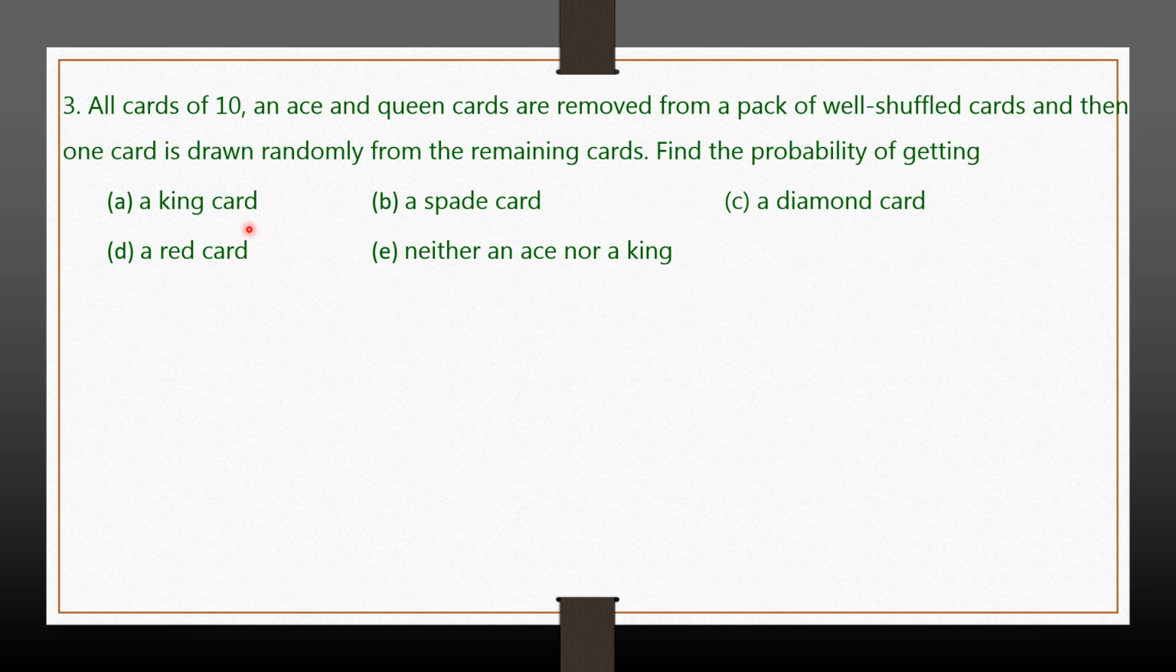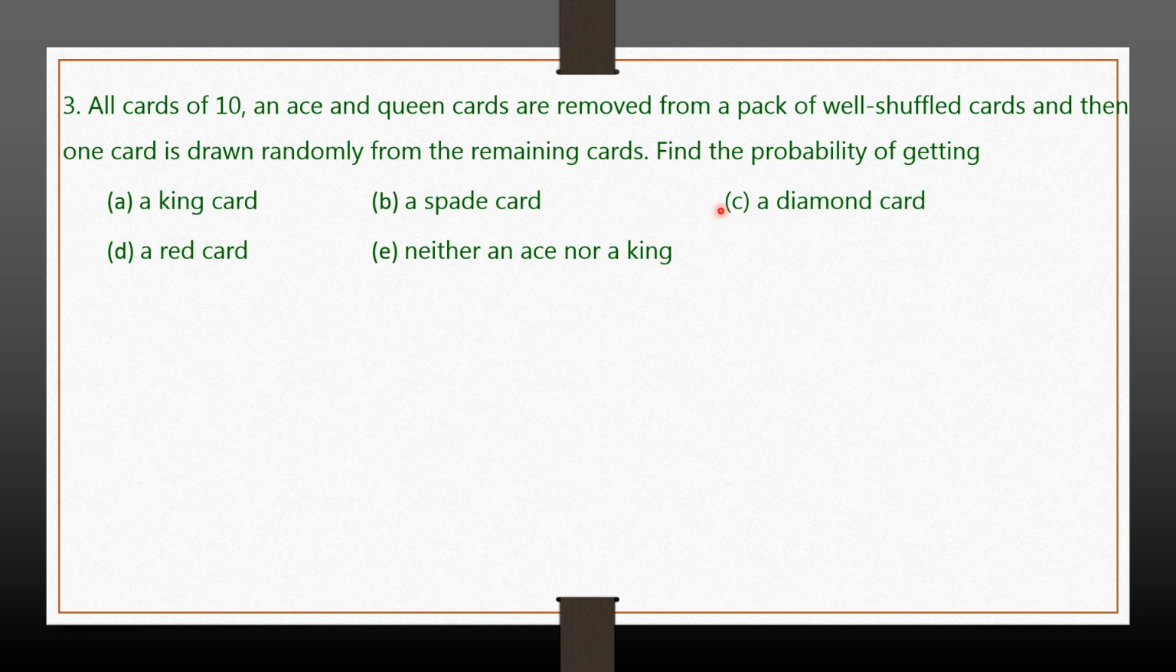Let's solve one more problem. All cards of 10s, aces and queens are removed from a pack of well shuffled cards. That means all the 4 tens, all the ace cards and queen cards are removed from the pack of cards. Then one card is drawn randomly from the remaining cards. You have to find the probability of getting these cards. 5 events are given. You have to find the probability of getting these cards related to these 5 events.